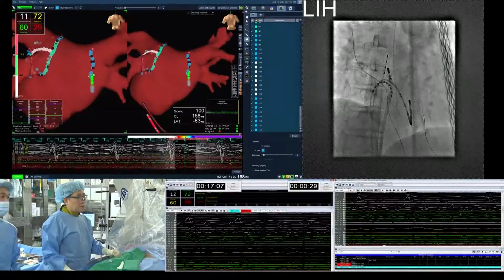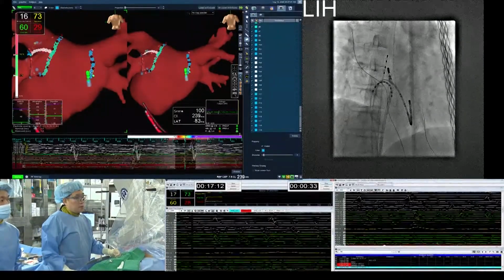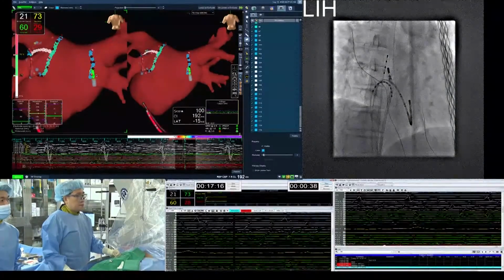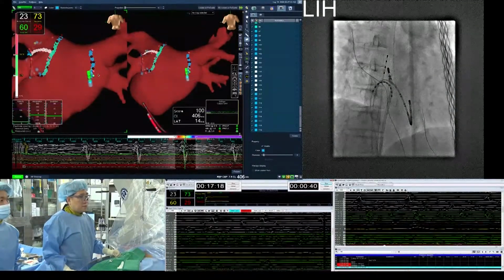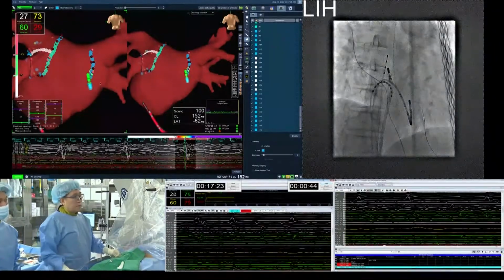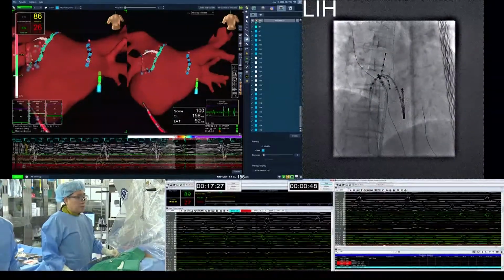Some patients have a very folded structure in this area, which means the vertebra, aorta, or some other structure is pushing the posterior wall. In those patients, if you push the catheter too much, the patient always complains of pain and it is hard to ablate.